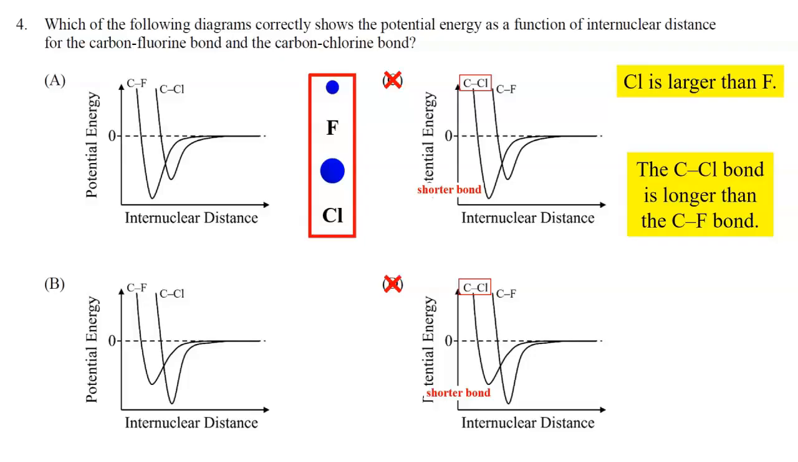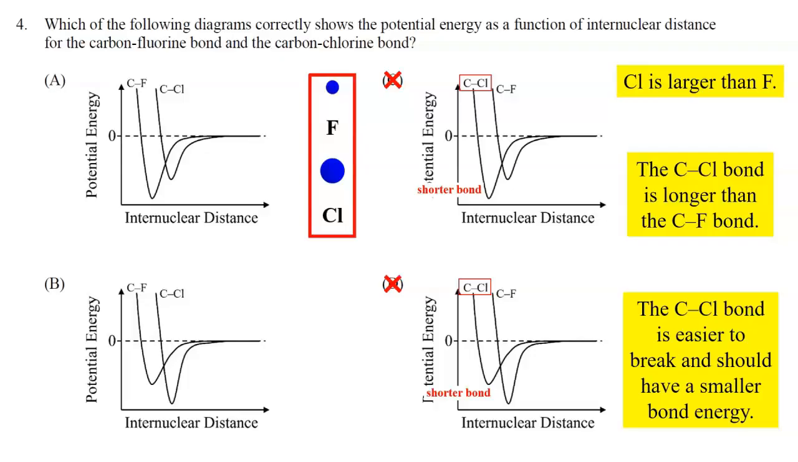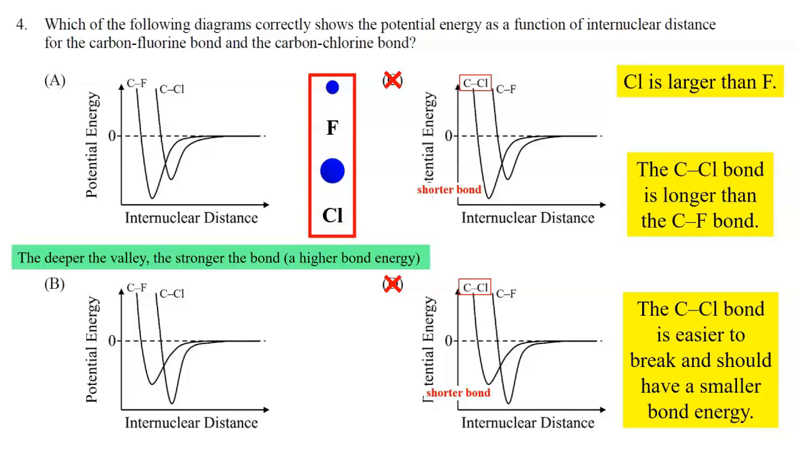Hopefully it makes sense to you that if a bond is longer in length, then it will be easier to break, and vice versa, if you have a shorter bond, then it should be more difficult to break. So here, the carbon-chlorine bond, which is supposed to be longer than the carbon-fluorine bond, should be easier to break, and it should have a smaller bond energy. So take a look at choice B. As I mentioned earlier, the deeper the valley, the stronger the bond. The reason choice B is incorrect is that even though it gets the bond length comparison correct, it shows the carbon-chlorine bond with its minimum in potential energy in a deeper valley, meaning a higher bond energy, and that's not correct.